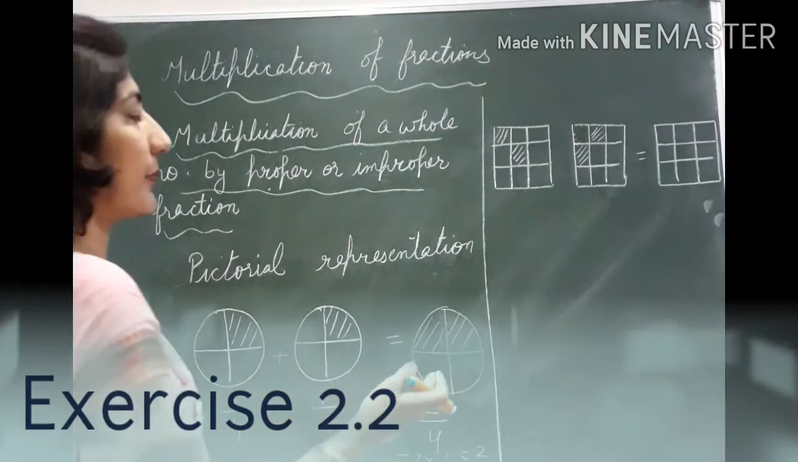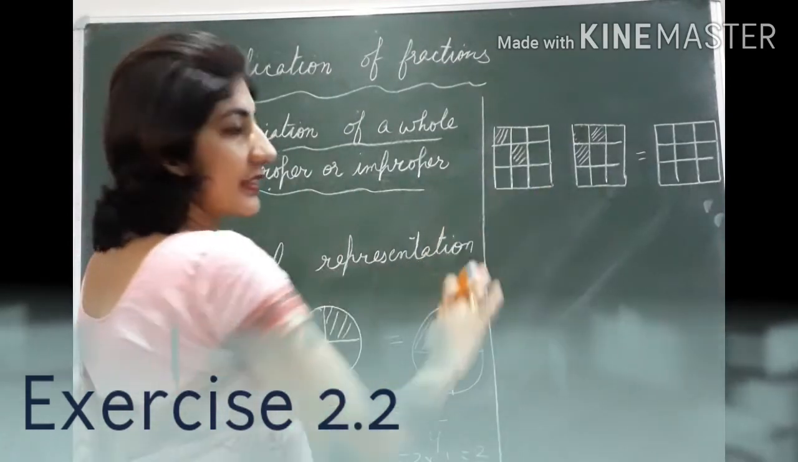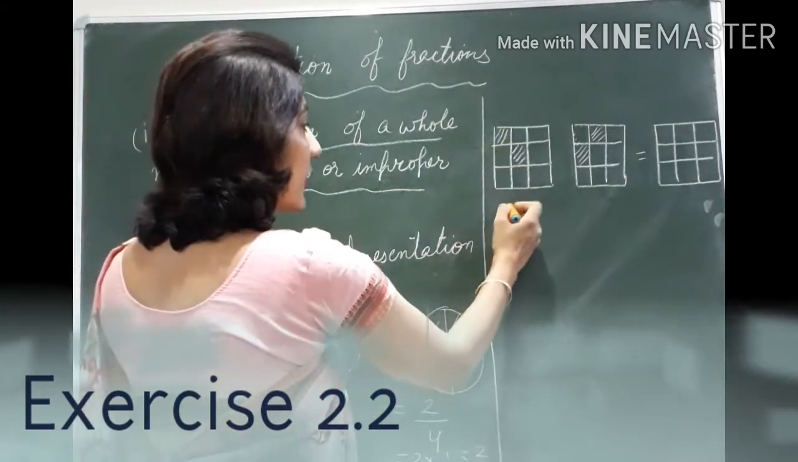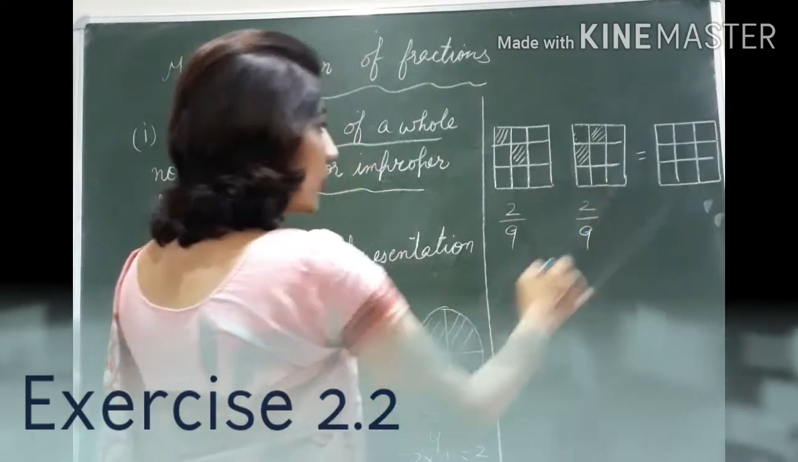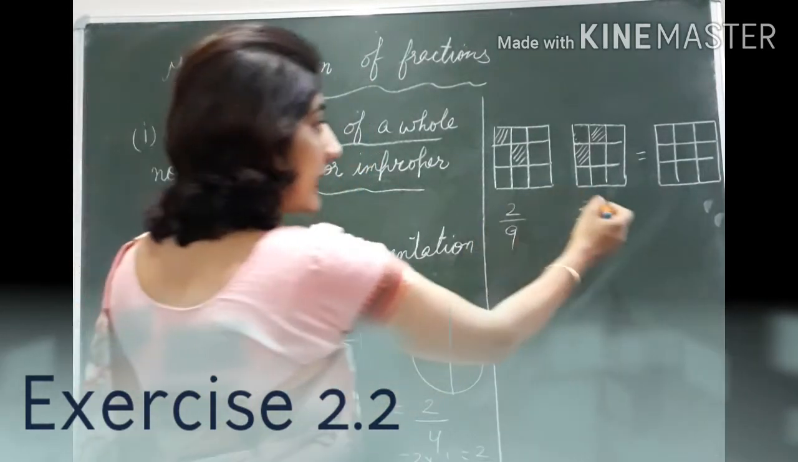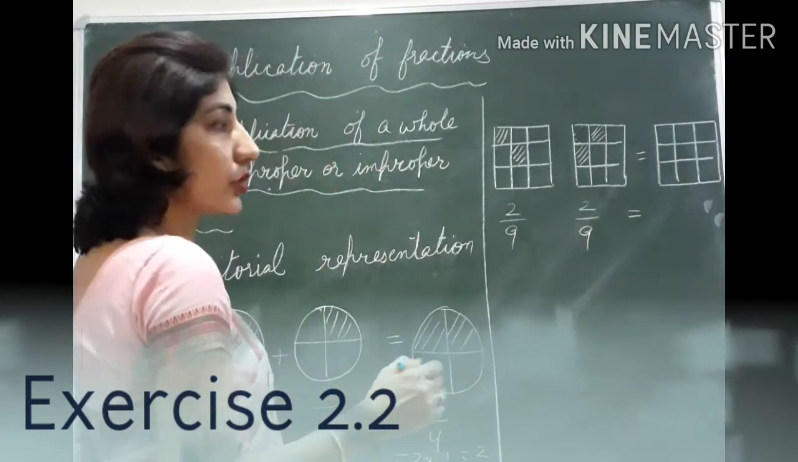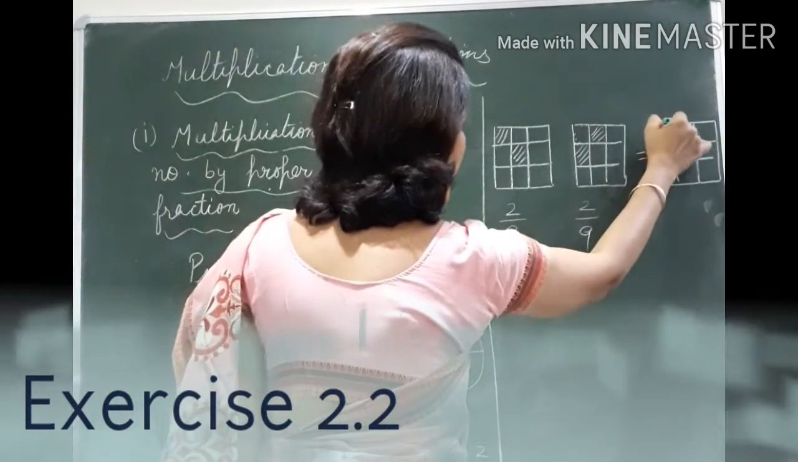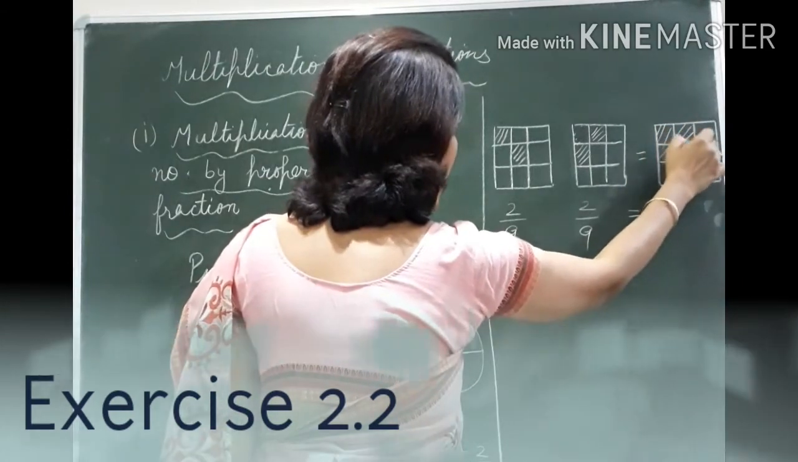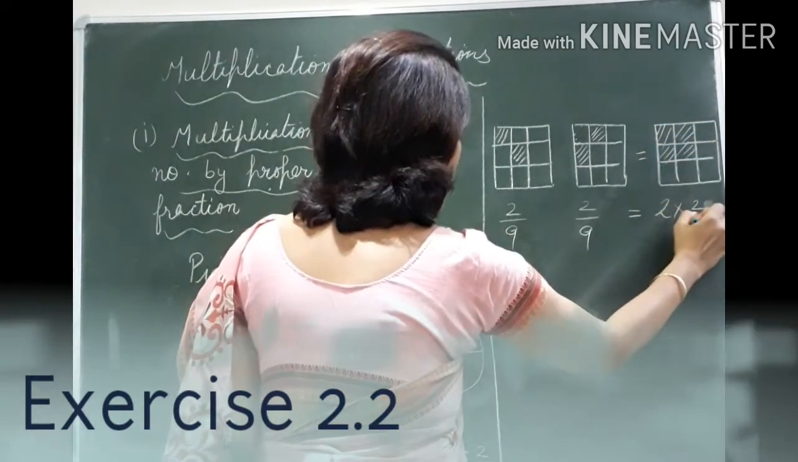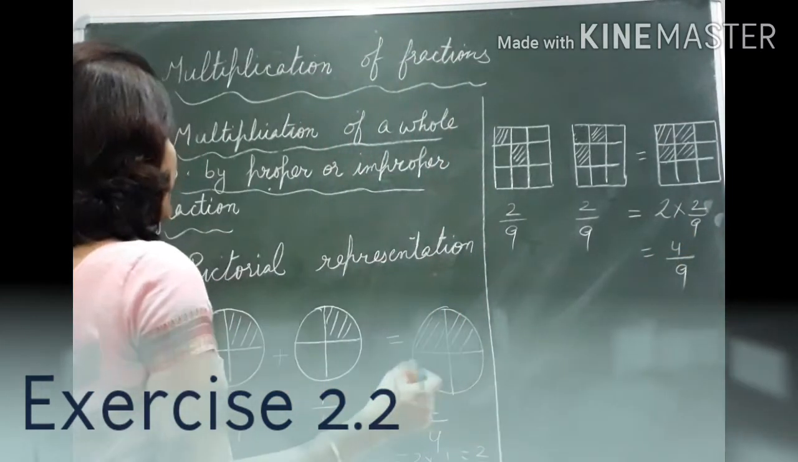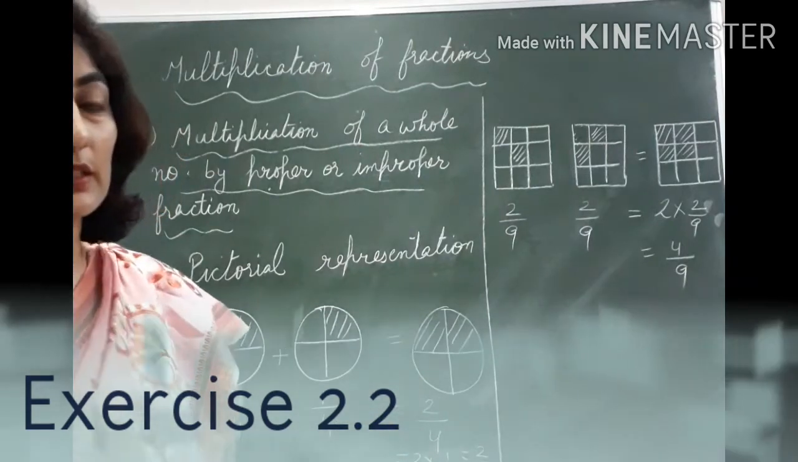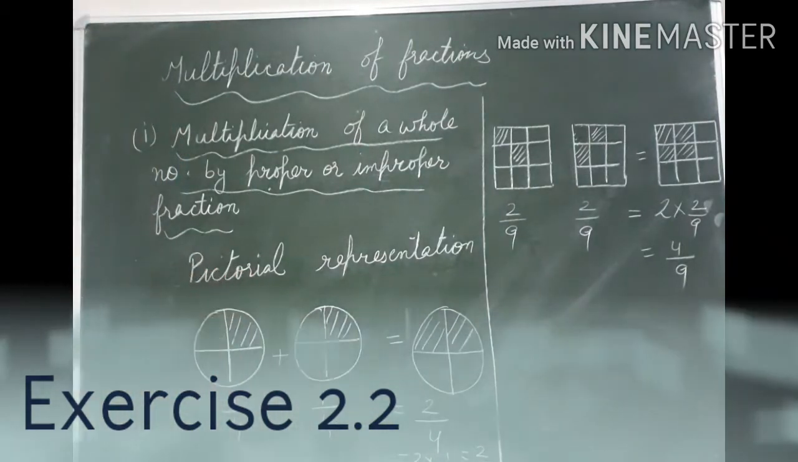We can take another example. One grid I have made of 3 by 3, that is 9 squares. In this I have shaded 2. So it is 2 upon 9. Here also I have shaded 2. It is 2 upon 9. If I have to write the complete, how many will be shaded now? Total 4 will be shaded. So you will shade here 1, 2, 3, 4. So that means 2 multiplied by 2/9 equals 4/9. So if the question comes that multiply whole number by a fraction in the form of a pictorial representation, we will show the pictorial representation like this.